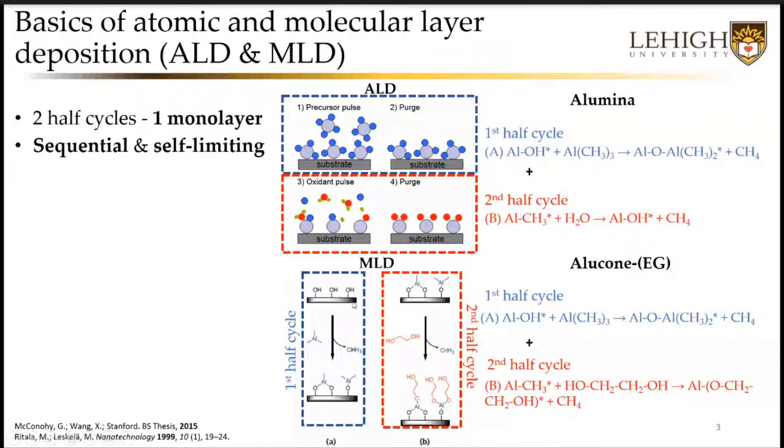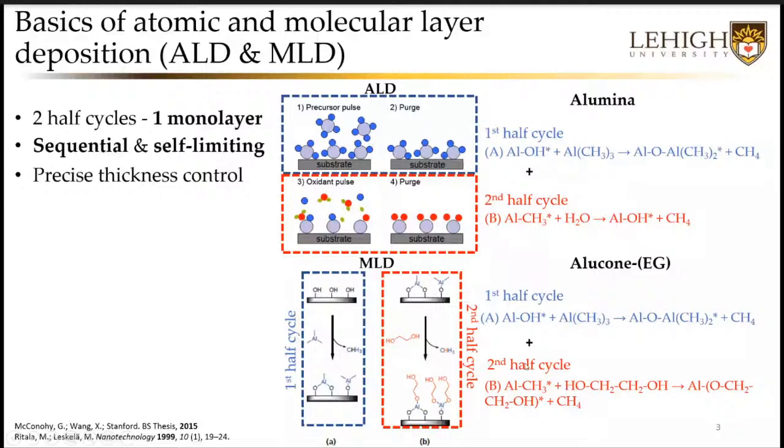Only in the second half cycle, ethylene glycol has been introduced instead of water. So instead of aluminum and oxygen with hydroxyl termination, here you see aluminum with ethylene glycol termination. So here molecular fragments are introduced into the MLD. That's why it's called molecular layer deposition. That's the only difference between the two techniques.